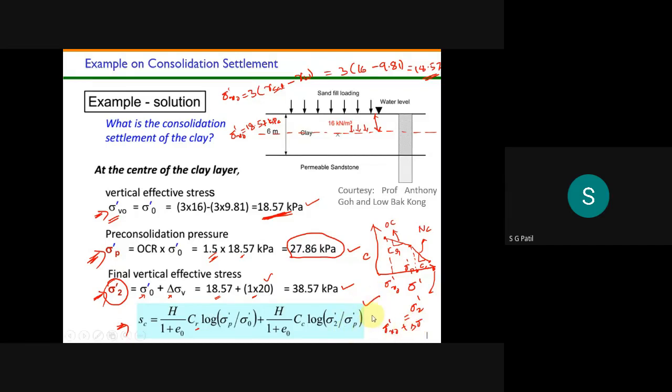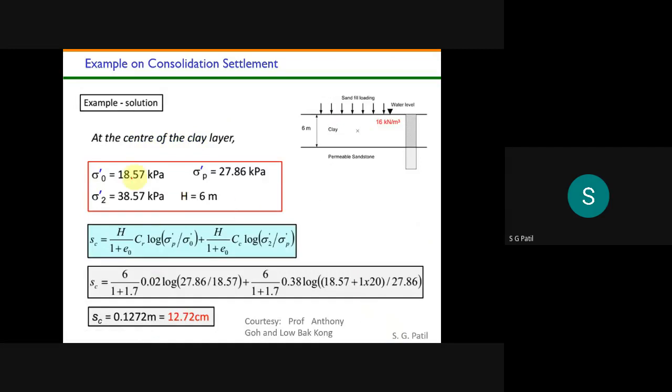Once I use that, now everything you know. Sigma naught, sometimes I can write it, is nothing but sigma V naught dash only. So sigma naught I know, pre-consolidation stress I know, and my final effective stress also I know. Simply put in this equation, we get the answer. So around 12.72 centimeter is my settlement.